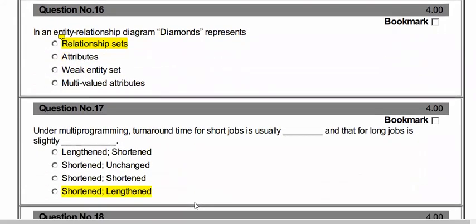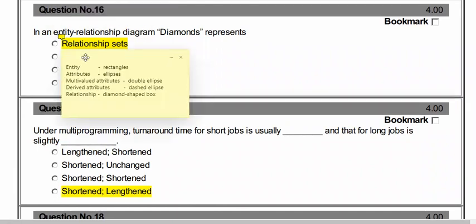In an entity relationship diagram, diamond represents, option A is right, relationship set. Diamond represents the relationship set. Entity is represented by rectangle. Attributes are represented by ellipse. Multi-valued attribute is represented by double ellipse. Derived attributes are represented by dashed ellipse. Relationship is represented by diamond-shaped box.